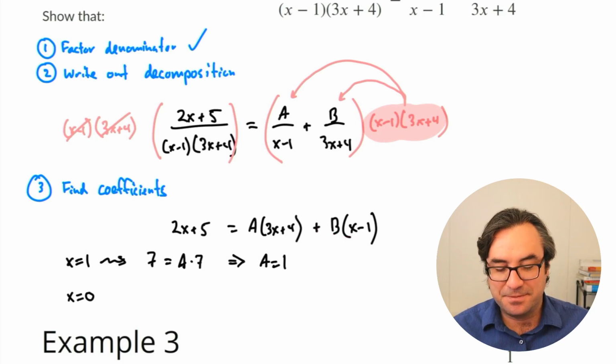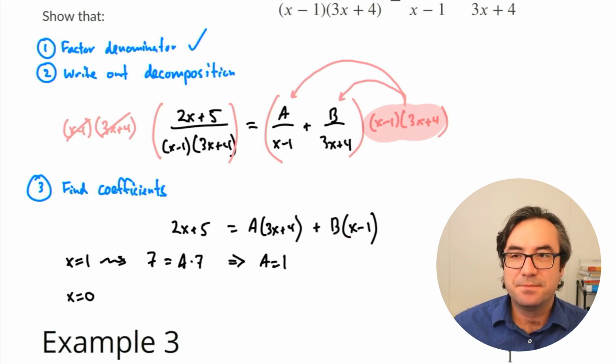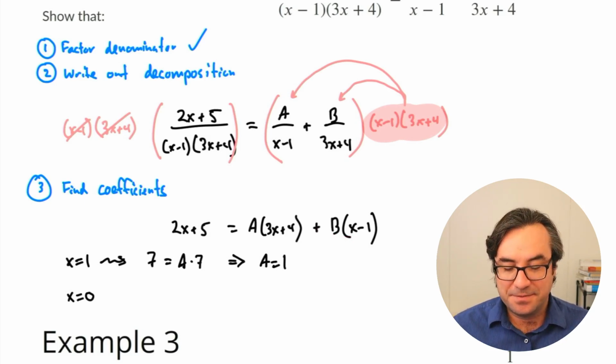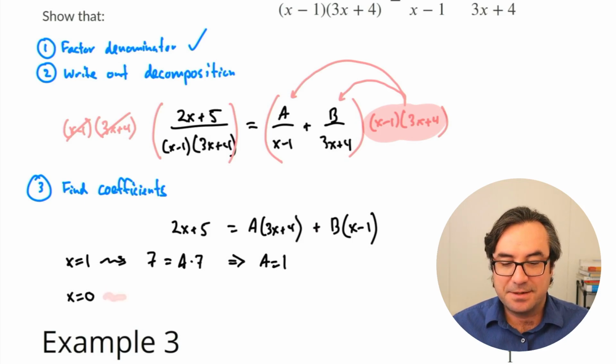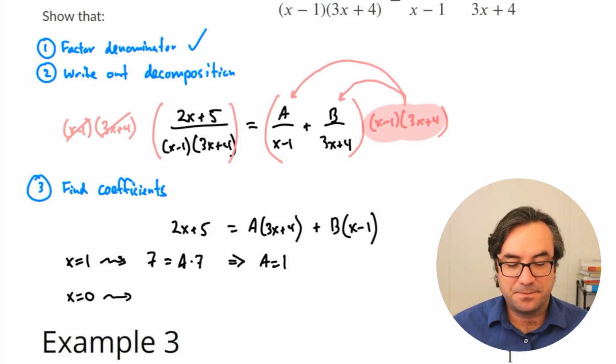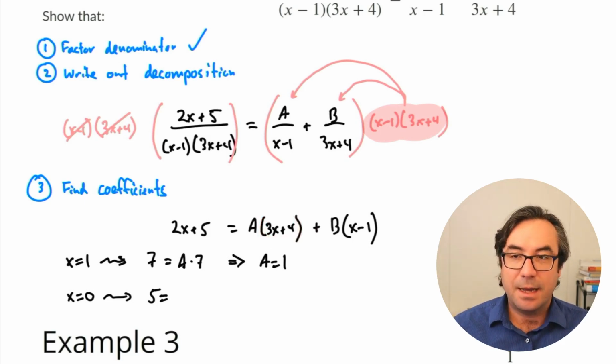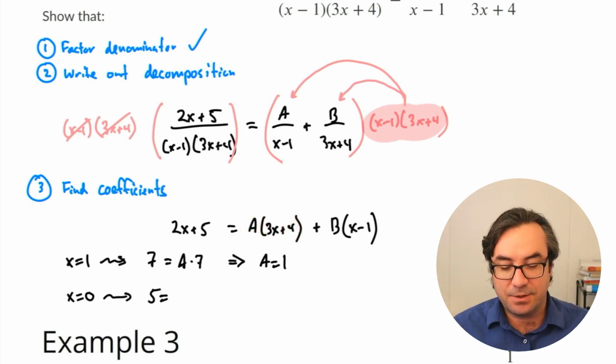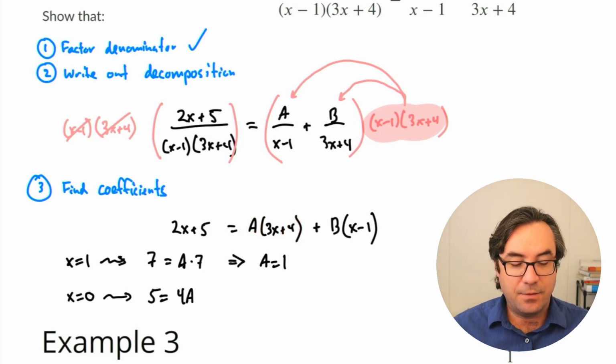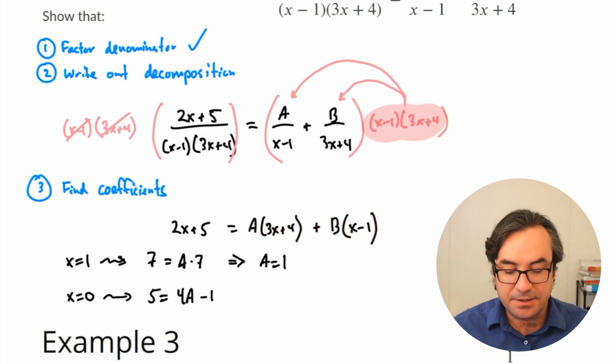I always like 0. Let's plug 0 in. So if we plug 0 in, what are we going to get? Well, if I plug 0 into the left-hand side, I get 2 times 0, which is 0, so I just end up with a 5. And then when I plug 0 in here, I'm going to have 4 times a, so I'm going to have 4a. And then when I plug 0 in here, I'm going to have negative 1, so I'll have negative 1 times b, so I'll have a minus b.